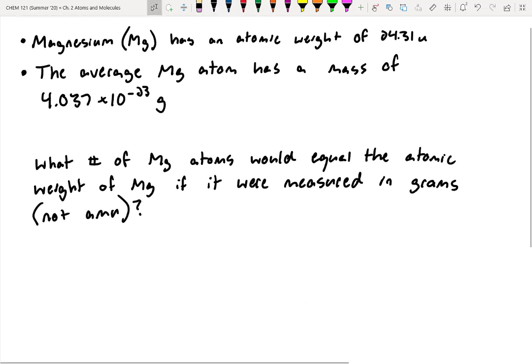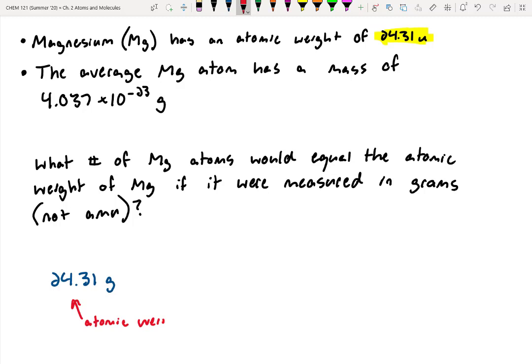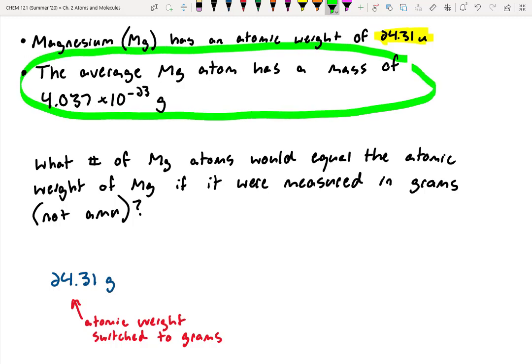Okay, so this was the thought experiment that I was thinking of, and let's try to work through this. It's basically saying, what would the number of atoms be in order to equal this number if this number were expressed in grams? So let's write that out. It's 24.31, but like I said, I'm converting this to grams. So this is the atomic weight, switched to grams units. Now we need to figure out how to convert this to number of atoms, right? But that's okay because we actually have a conversion factor kind of written down for us. It says that the average mass of one atom is 4.03 times 10 to the negative 23rd grams.